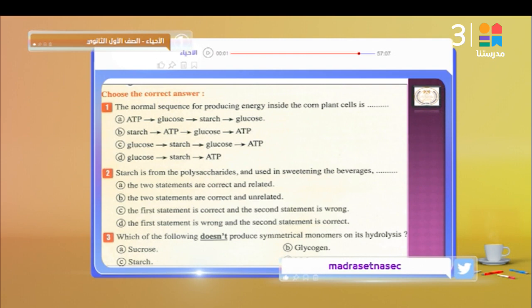Which of the following doesn't produce symmetric products in hydrolysis: glycogen, saccharose, starch, or maltose? The answer is saccharose, because starch, glycogen, and maltose consist of only one type of monosaccharide, but saccharose consists of different types, glucose plus fructose. This part ends the polysaccharides and monosaccharides.